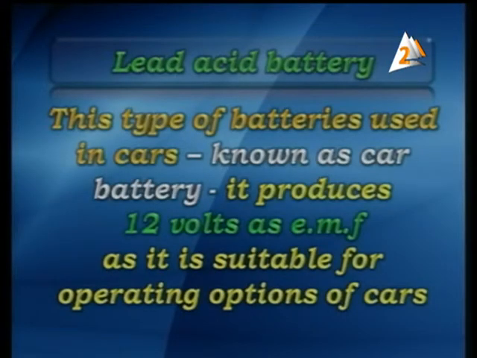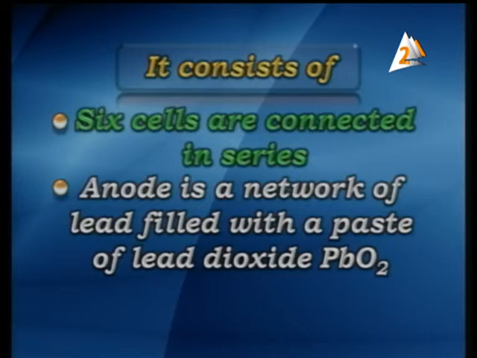The lead acid battery is the type of battery used in cars, known as the car battery. It produces 12 volts as we said before, so the EMF equals 12 volts. It is suitable for operating every part of the car, which depends on 12 volts. This can be obtained from the lead acid battery. It consists of 6 cells connected in series connection, and the electrode is a network of lead filled with a paste of lead dioxide, PbO2.